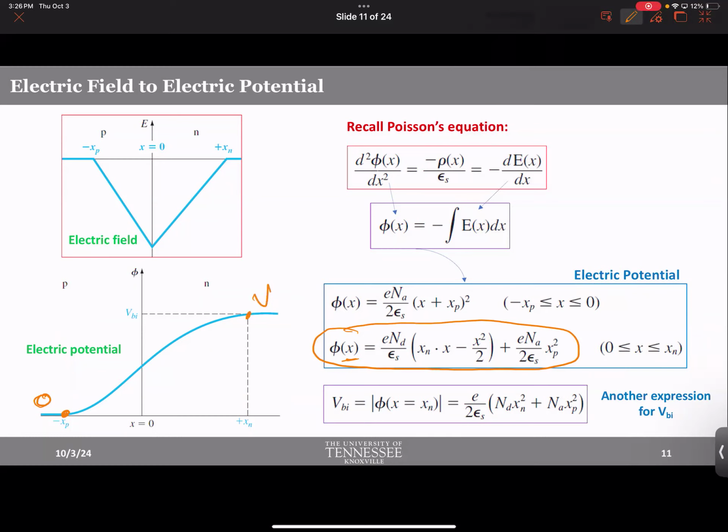V, say, so that I could get the difference. And what point is that? x equals xn. You see that? If I replace x equals xn here, then whatever phi x, whatever potential I get, that is going to be my VBI, built-in potential. And that's exactly what they did. Built-in potential is nothing but phi at x equals xn. So basically, they replace x equals xn, do some calculation, and end up with an expression. Done.